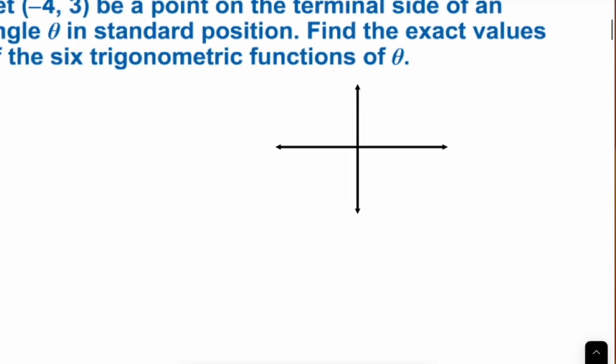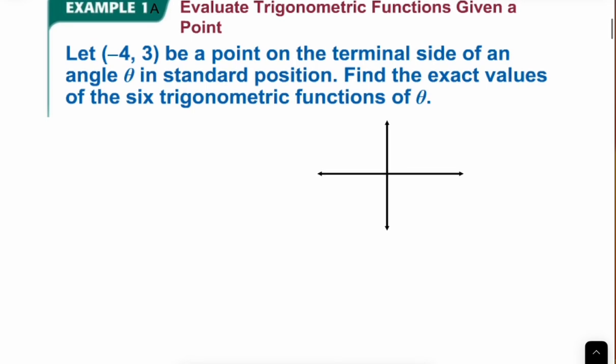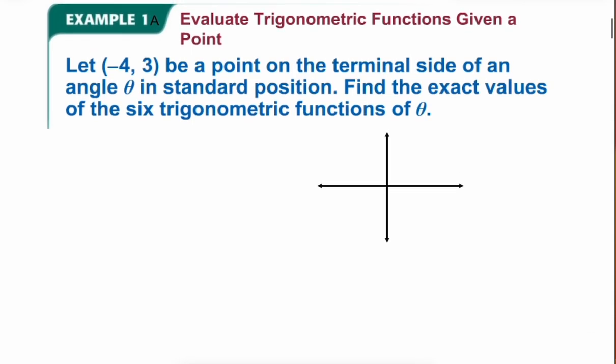Okay. So in our first example, let negative 4, 3 be a point on the terminal side of an angle theta in standard position. Find the exact values of the 6 trig functions of theta. See how it says exact values? That tells us we can use a calculator a little bit, but like the one we did on the quiz, we want the values to be a fraction, in rationalized form if necessary, okay?